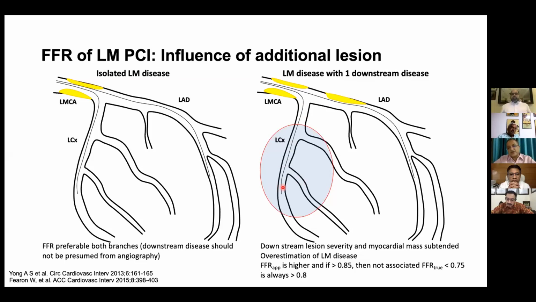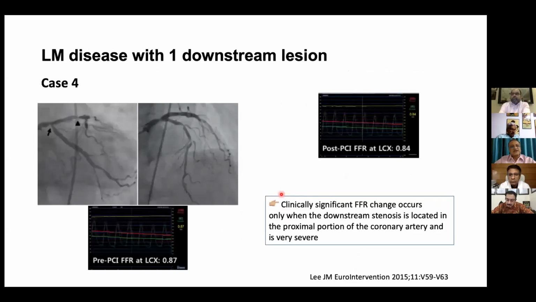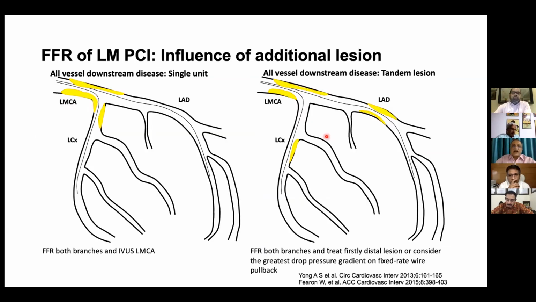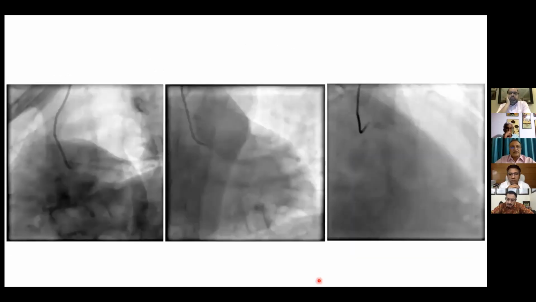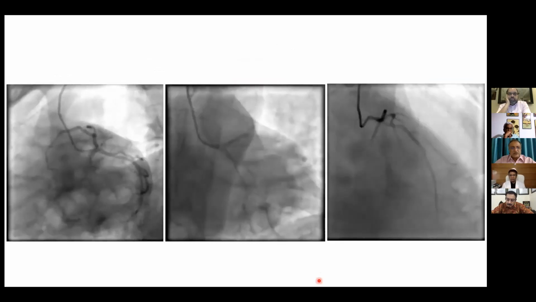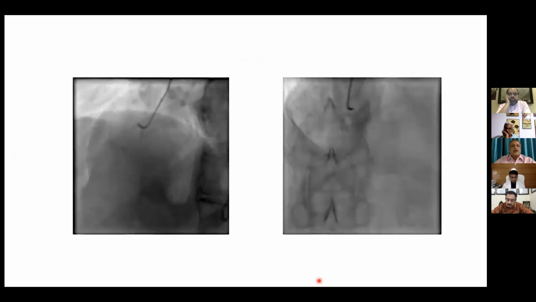In such cases, if it is more than 0.85, it can be deferred. So this is another example where it was 0.87, which was underestimating the left main lesion. Once the LAD lesion was fixed, it was 0.84. But if you have a single lesion, IVUS is very important in such cases, and we need to fix them. So I'll skip the last case.